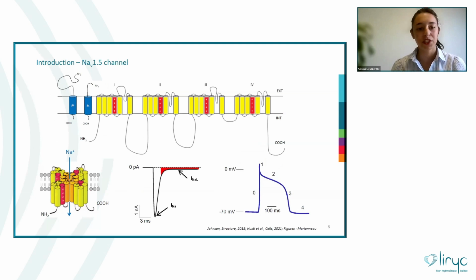So briefly, the NaV1.5 channel is a sodium channel. It's a voltage-sensitive channel that allows an inward sodium current inside the cytosol that you can see here. It's the INa peak, and this current is responsible for the depolarization phase of the action potential. There is another type of sodium current, the late sodium current, and this current can modulate the duration of the action potential. The NaV1.5 channel is also modulated by two subunits called beta-1 and beta-3.